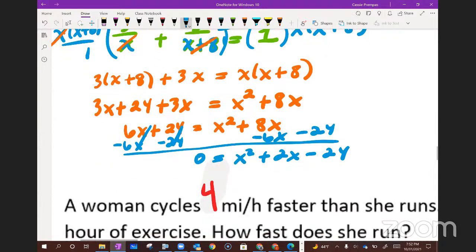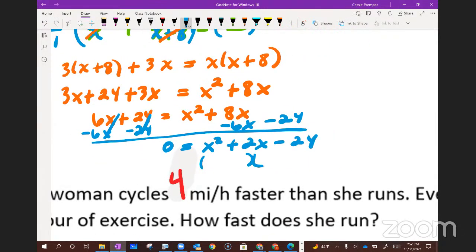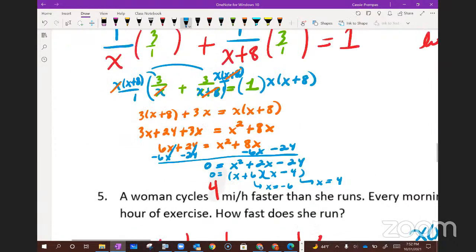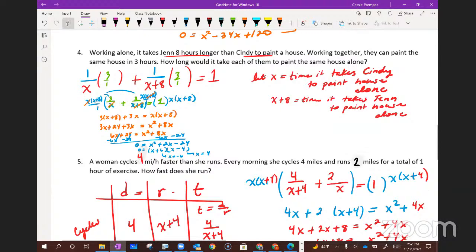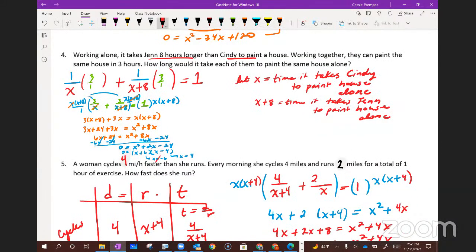You could use the quadratic formula, but me gusta factoring, and this one's pretty easy to factor. The last term is negative, so I know I'm going to have different signs. x times x gives me x squared. 6 times 4 is what would work here. And so we get that x could equal -6, or x could equal 4, if I'm looking at what would make that parentheses equal 0. What makes sense in the context of the problem? Well, x represents the time it takes Cindy to paint the house. So -6 would not make sense, which means it would take Cindy 4 hours, and it would take Jen 4 plus 8, which would be 12.